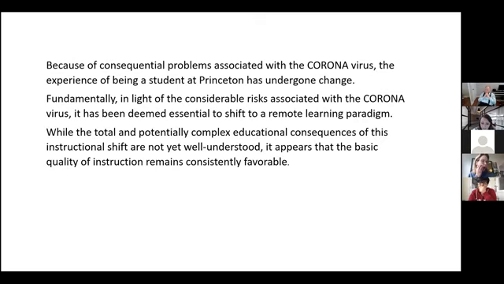Charlie, we do have a comment that came in regarding the first sentence. Can I go ahead and read that out? Sure, please. Thank you. First sentence: The student experience at Princeton has changed since the coronavirus situation. Yes, much better. And we have another one that reads: Coronavirus risks oblige the university to shift to remote learning for students. The consequences of this significant change remain to be understood. Okay.